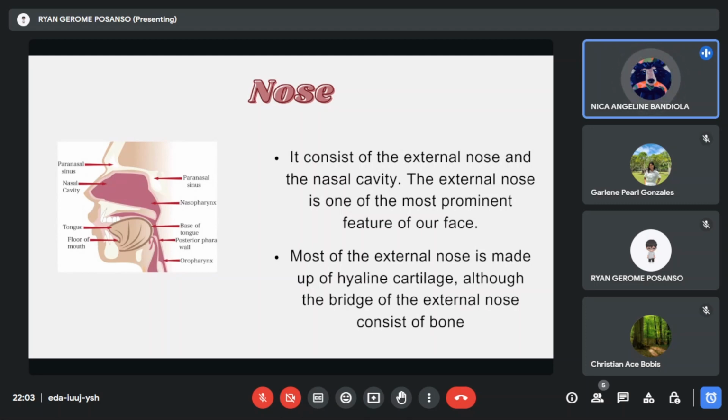Most of the external nose is made up of hyaline cartilage. Hyaline cartilage is also referred to as articular cartilage. It is slippery, from the Greek word hyalos, which means shiny, so that it can move flexibly. Although the bridge of the external nose consists of bone.